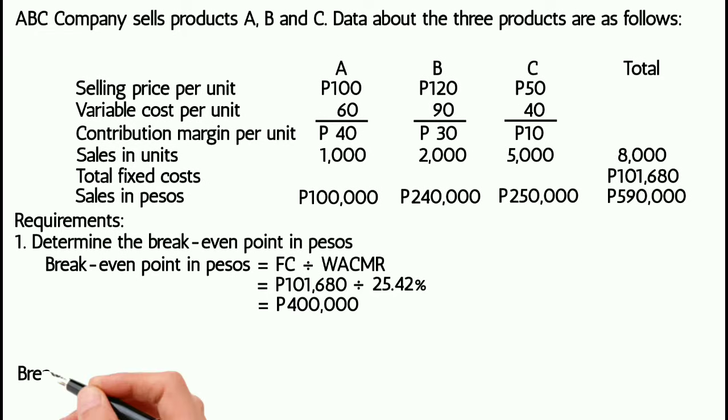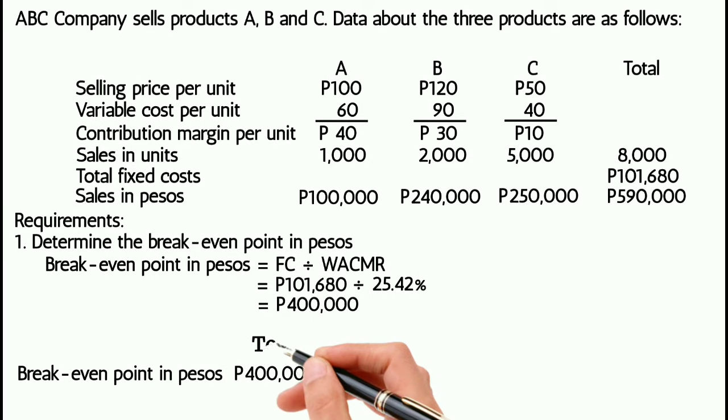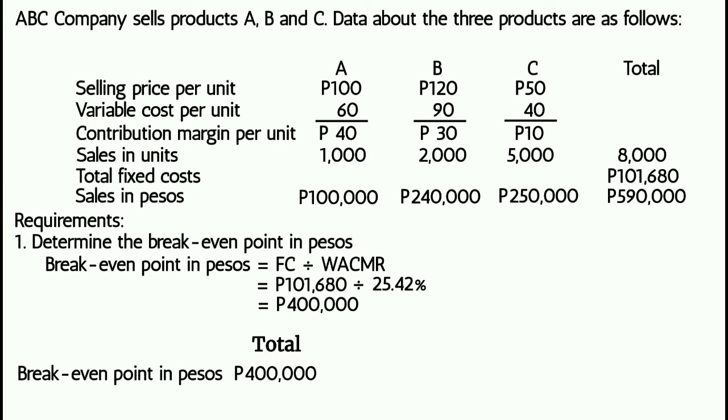Ano ba yung ibig sabihin ng 400,000 pesos na break-even point in pesos? Ang ibig sabihin niyan ay dapat magkaroon ng sales na 400,000 pesos si ABC Company to break even. Kapag ang sales niya ay 400,000 pesos, that means wala siyang net income and at the same time, wala din siyang loss. Recall that at break-even point, there is no profit and there is no loss.